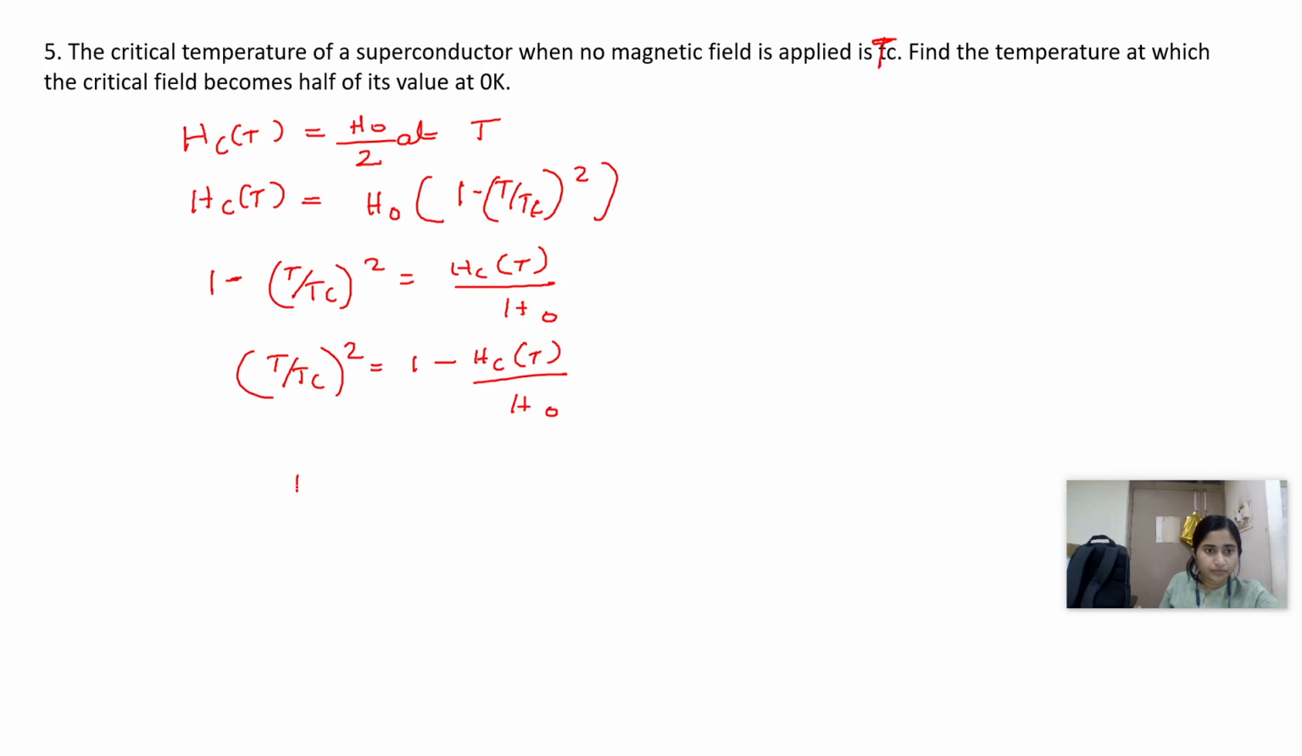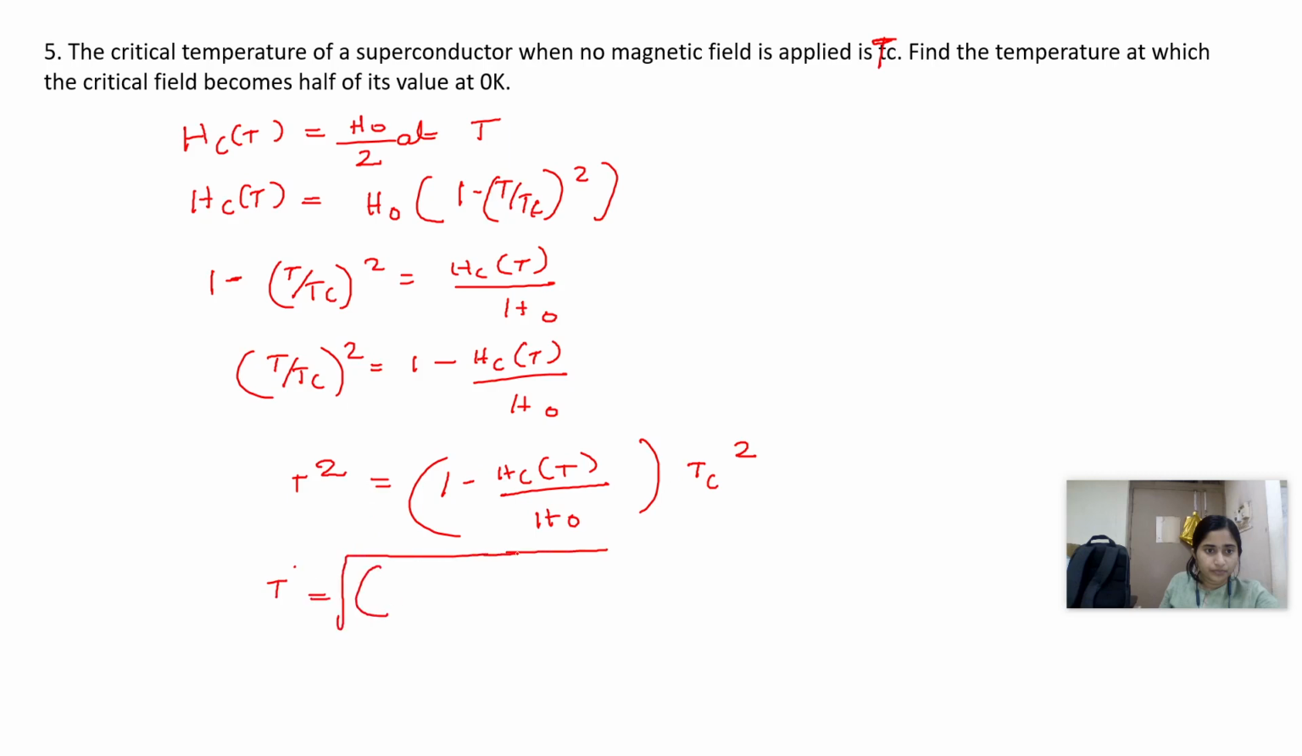Okay, now from this, T square will be what? 1 minus Hc of T divided by H0 times Tc square. Okay, so from there we will get the value T is equal to root of 1 minus Hc of T divided by H0 times Tc.